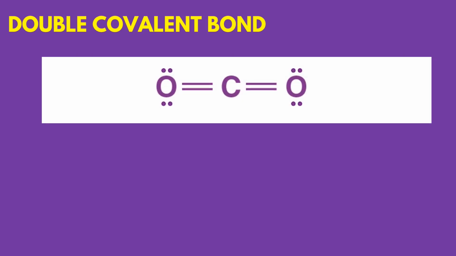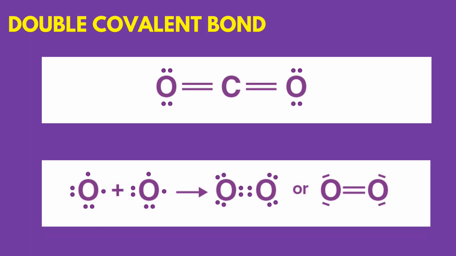First example is the carbon dioxide molecule. It has one carbon atom with 4 valence electrons and 2 oxygen atoms with 6 valence electrons. To complete its octet, carbon shares 2 of its valence electrons with one oxygen atom and 2 with another oxygen atom. Each oxygen atom shares its 2 electrons with carbon, and therefore there are 2 double bonds in carbon dioxide.